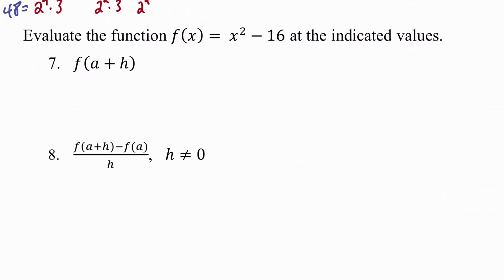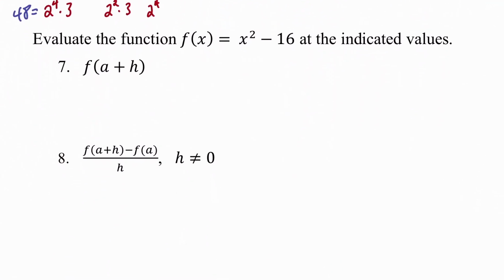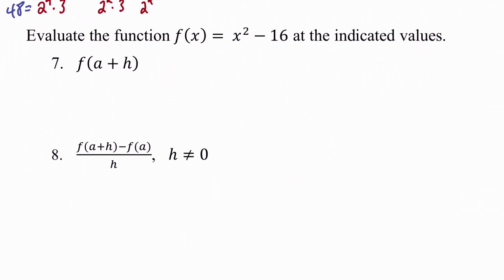Anyway, so kind of like how we were plugging in 9, or negative 9 rather, you can also plug in a whole expression with variables and stuff. So here, we're going to plug a plus h into this function for x. So it's going to replace the x in x squared. And we're going to have parentheses. So we're going to have parentheses around a plus h, and then that group is squared.